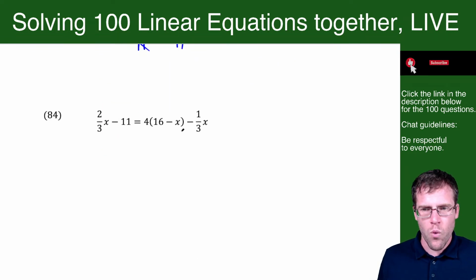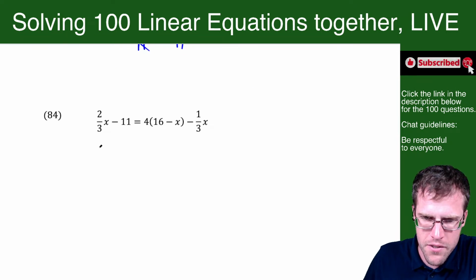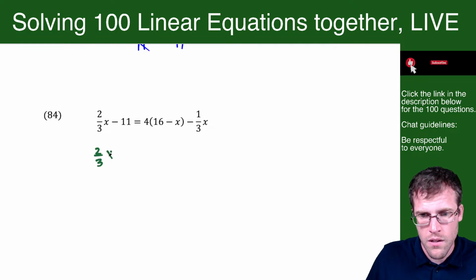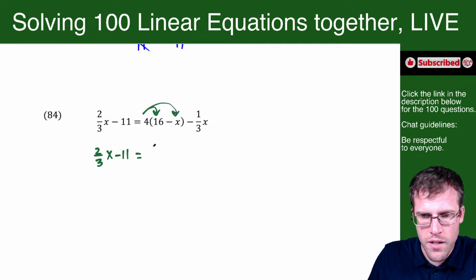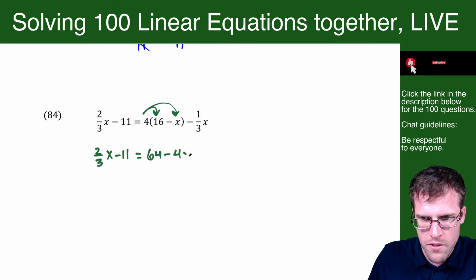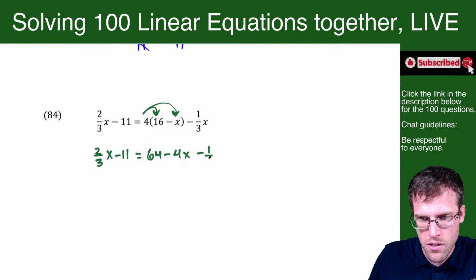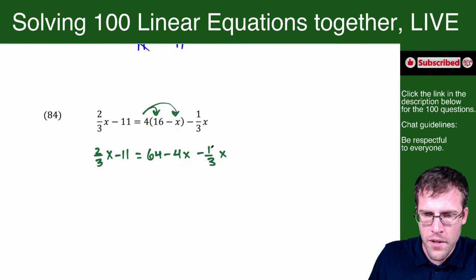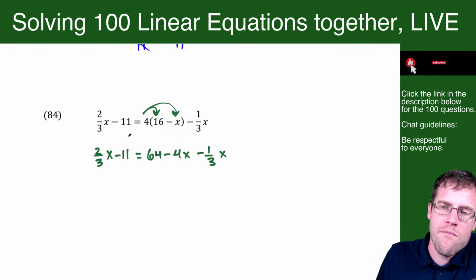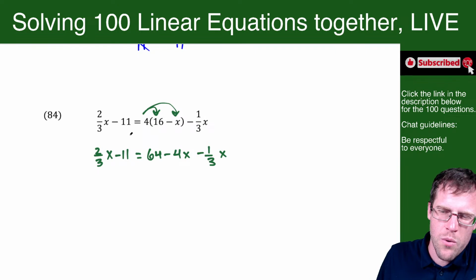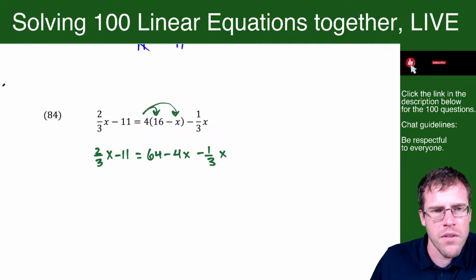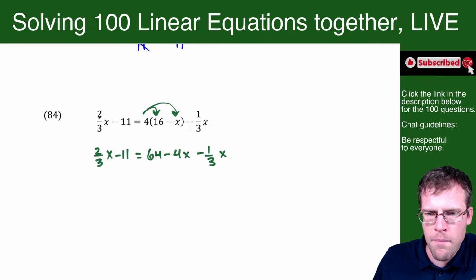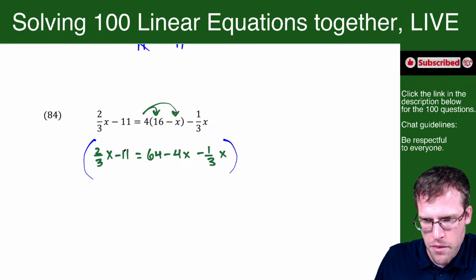All right. Uh-oh, something wacky looking. So the left side is fine, so we'll just rewrite it. The left side is 2/3 x minus 11 equals, distribute the 4. 4 times 16 is 64. Minus 4x. And the minus 1/3 just tags along. Okay. Now, from this step, there's a few ways we could go with this. Let me see what's the easiest. I'm going to do something a little bit bold here. I probably could have done this in the beginning. I'm going to multiply everything by 3.